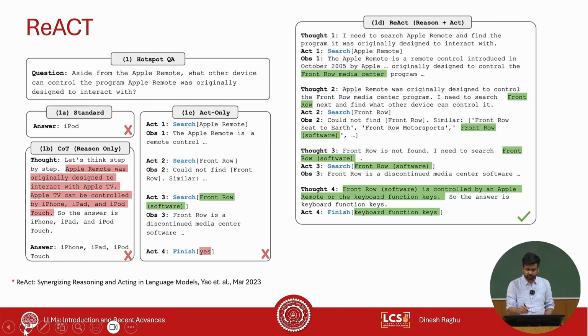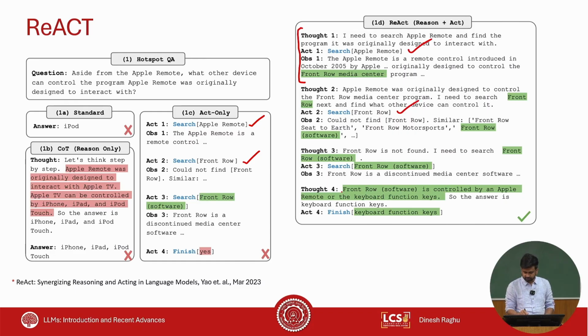So they introduced this cycle of thought, action, and observation. What they said is that once the user query is provided, the model has to first think through what it has to do. In this sense, it should think through, based on the question and the context I'm provided with, what is the best action at this particular point in time. So here it says that I need to search Apple remote and find the program it was originally designed to interact with, which is obviously right, and it did right here too. Without thinking, it was able to get those right. Here too, it was able to get those right even after thinking.